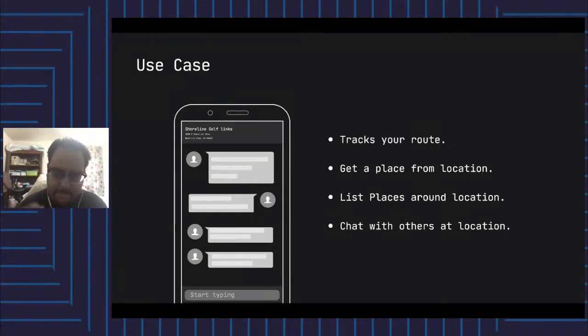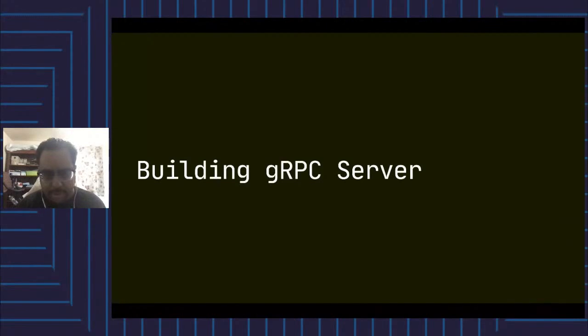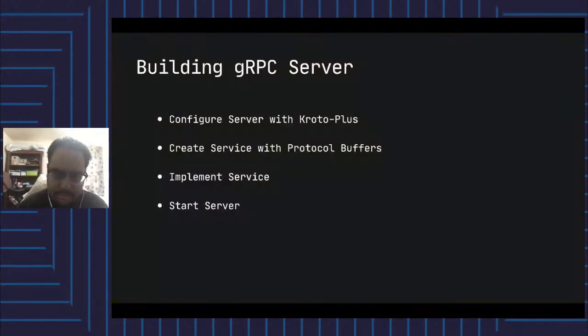So how do we build such an app and implement such a use case on the server and client side? The reason I chose this use case is that it demonstrates all the different types of RPC calls that you could make. So let's look at how to build an RPC server. We're going to do four things. We're going to first see how we could configure our server using this library called Kroto-plus, and how we define all those different types of RPC calls on the server side using protocol buffers. And we'll look at how to implement logic using channels and flows.